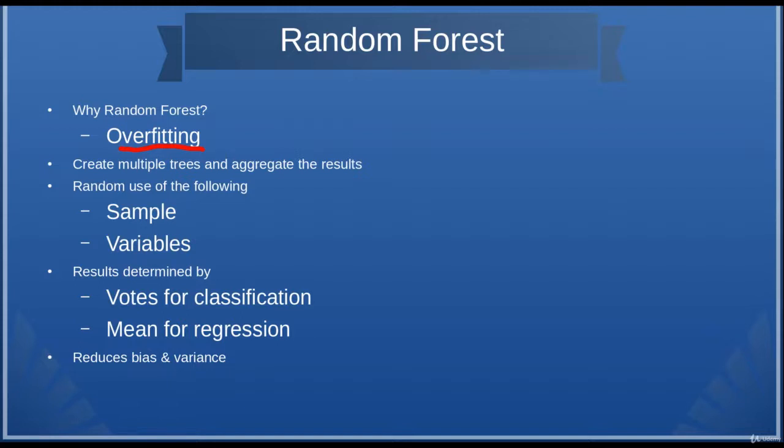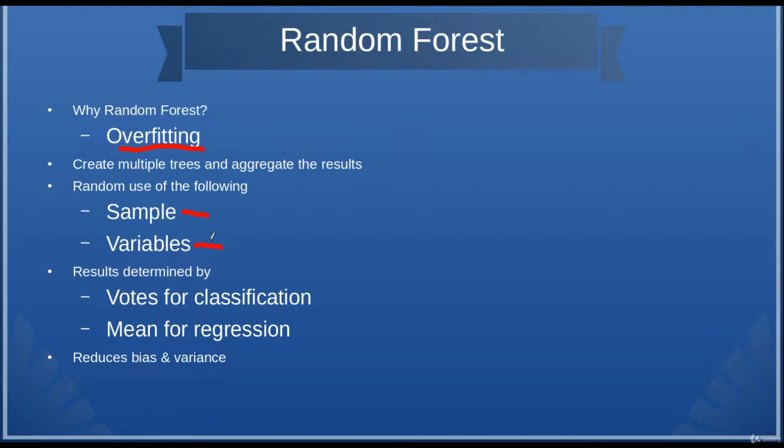Now, to get around this, one of the things that random forest does is that it aggregates or creates multiple trees. In other words, instead of having just one tree that's trying to deal with all the data, it makes many different trees, and then it aggregates the results, or finds the average for them. What makes random forest random is the sample. It uses some of the data, it does not use other parts, and also the variables that are included in the model. All these things are calculated for you automatically by the algorithm.